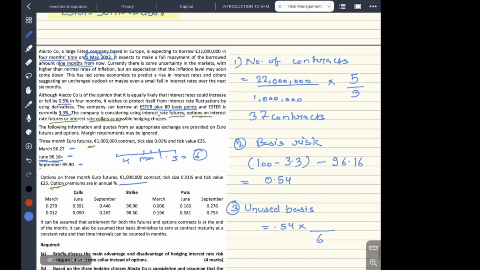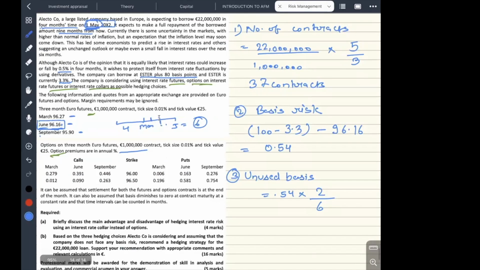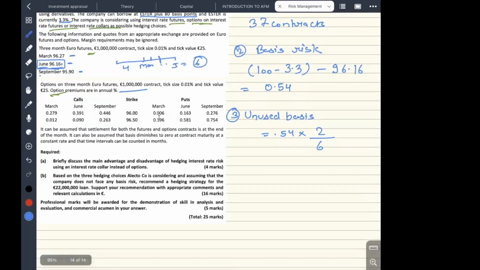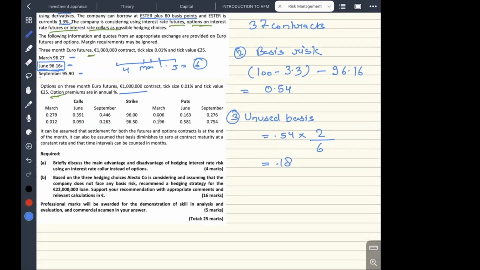Now I needed it for May only. I needed it for May, but I am taking it for June. So how many extra months? Complete May, complete June. 2 months extra. So what will be the unused basis? 0.18 will be my unused basis.